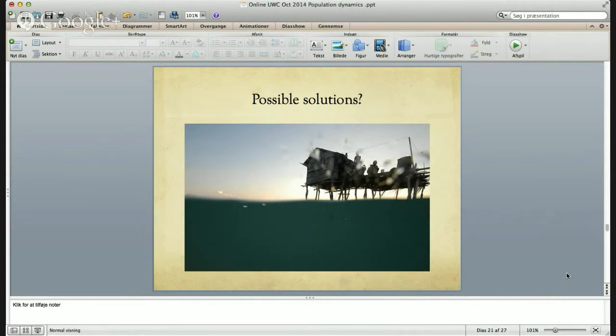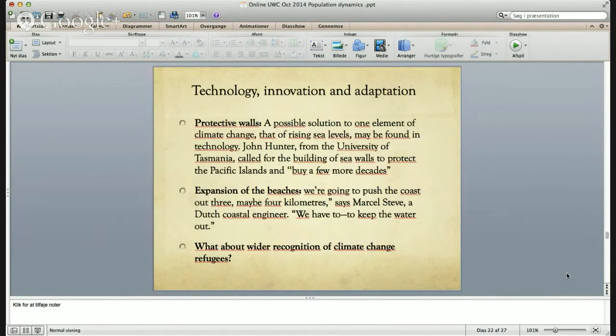Now, I'm quickly just going to talk about some of the possible solutions, just to inspire you to find more solutions. Well, I think that when we look for solutions, we need to really look towards technology, innovation, and adaptation. So, for example, there's a bunch of scientists working on practical solutions to deal with the problems. One of the things you can work on is protective walls, where you build seawalls to protect islands. And I think everyone knows that that's a temporary solution, but it might hold back some climate-induced effects for some years.